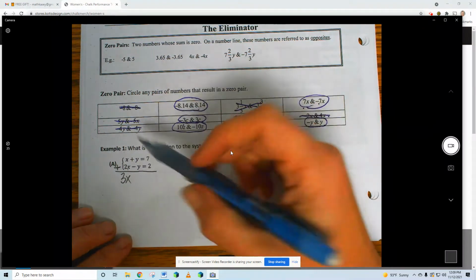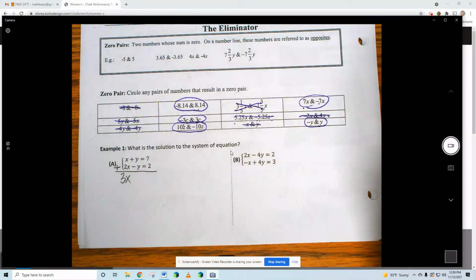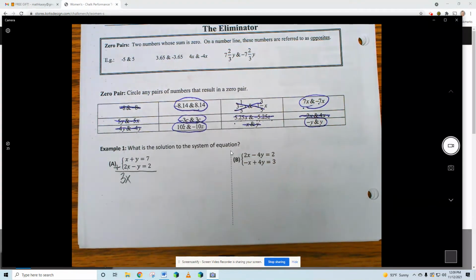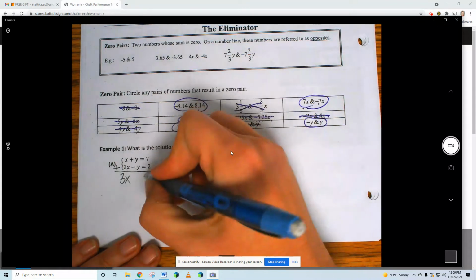Here's my 0 pair, 1y and negative 1y. So good. They cancel each other out. I'm not even going to write 0 because a 0 is a waste of my time, and a 1 is a waste of my time. So let's go with the equal sign. Drop it down, please.